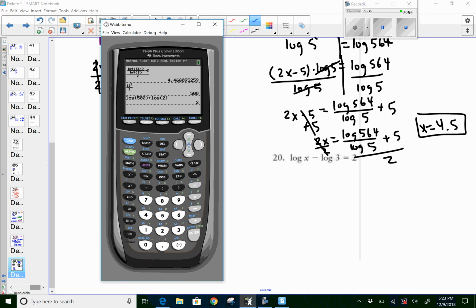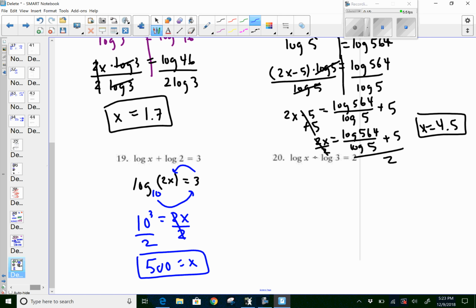Okay. This one's very similar. I have subtraction changing into division, so I'm going to have log of x divided by 3.